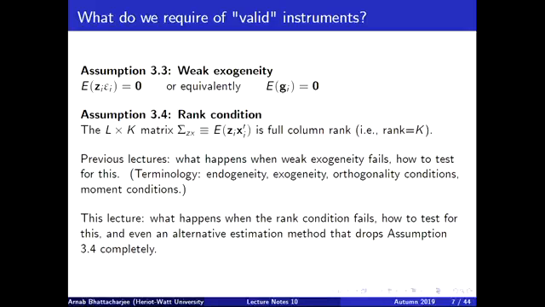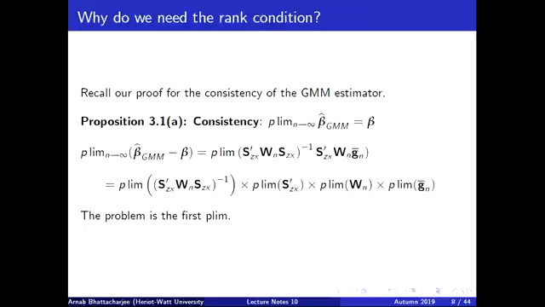So this guy, Sigma_ZX, is full column rank. So the rank has to be K. Previously we have focused on what happens when weak exogeneity fails. Now in this lecture we are going to focus on what happens when the rank condition fails. So this was our proof of consistency, our consistency result for the GMM estimator.